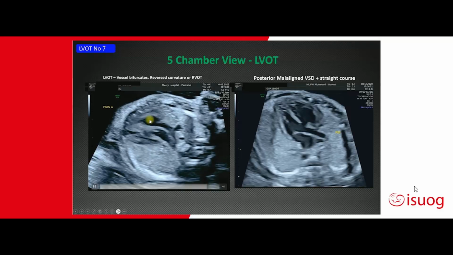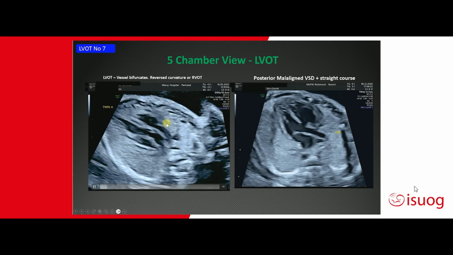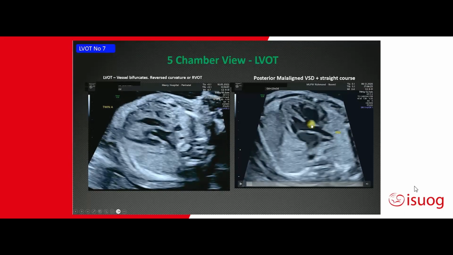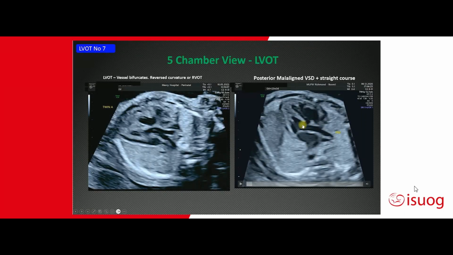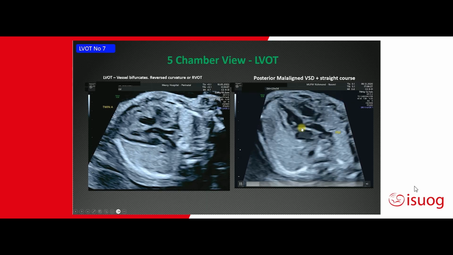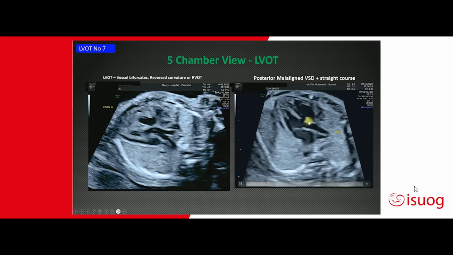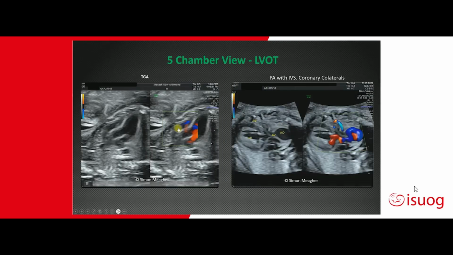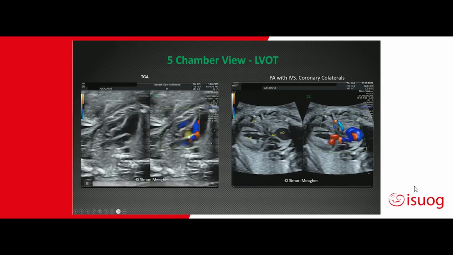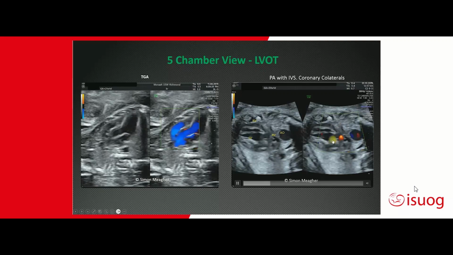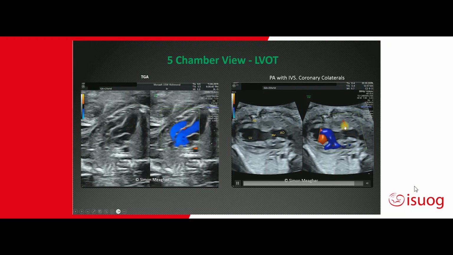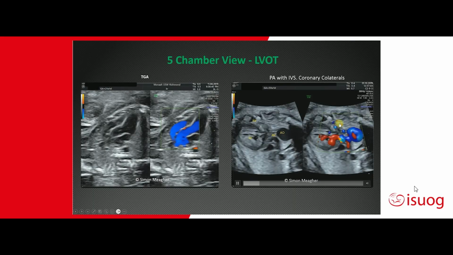And then here you have the aorta with that reverse curvature coming out of the right ventricle. And in this case here, you see the posterior malalignment of the aorta in a fetus with an interrupted IVC. You see that interruption here with this posterior shelf directed towards the left ventricle. In this case here in a 5-chamber, you see both vessels are arising in parallel in the fetus with transposition of the great arteries. And in this 5-chamber view of the heart in the fetus with pulmonary atresia with intact ventricular septum, you see the coronary artery collaterals.